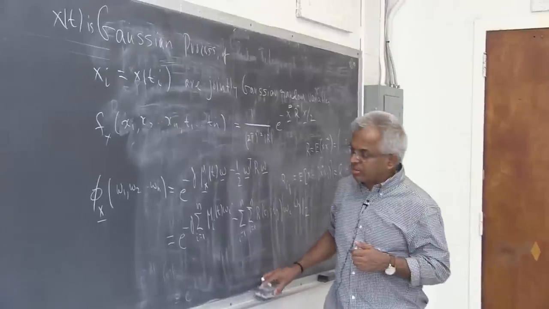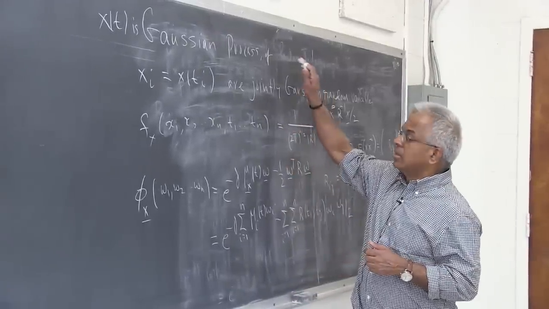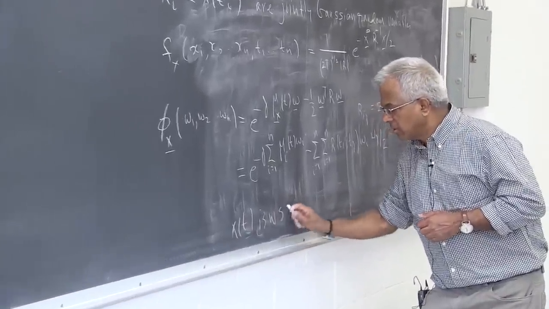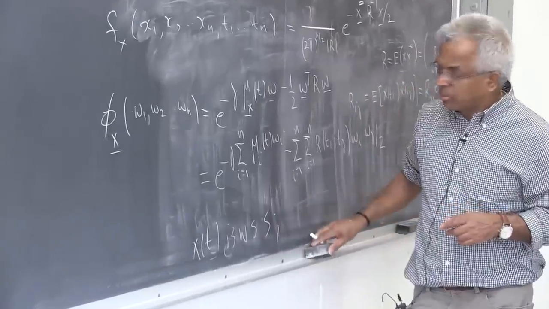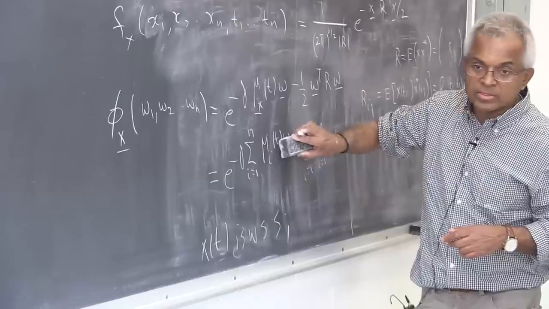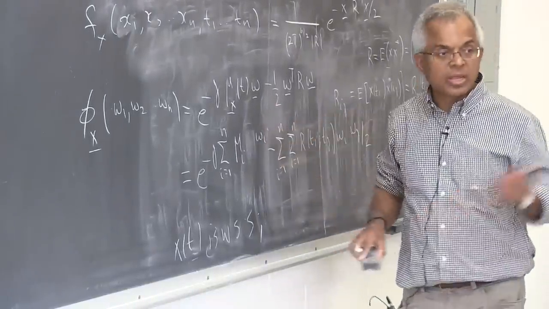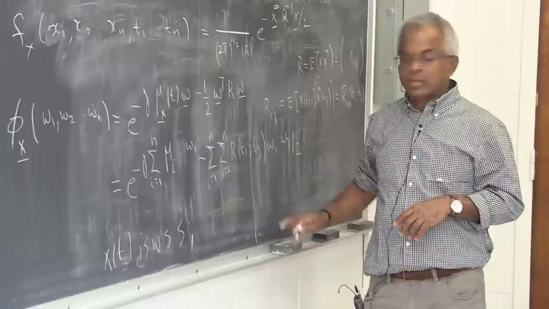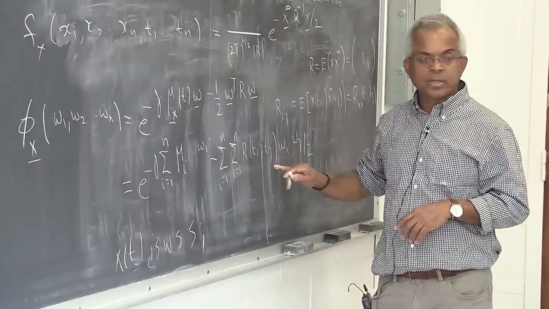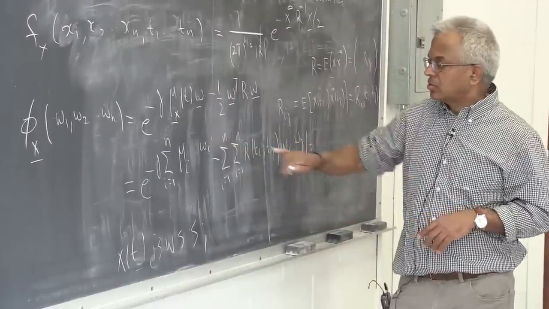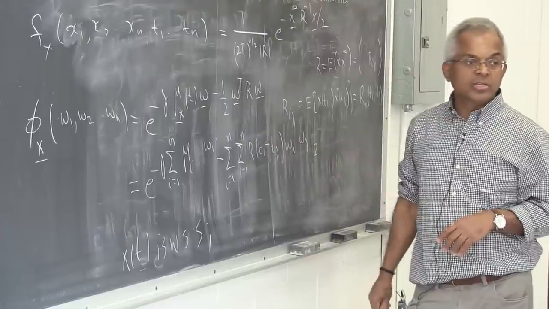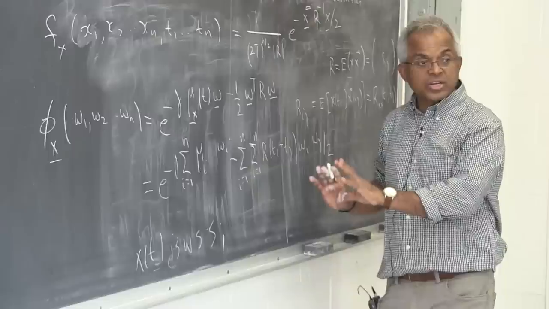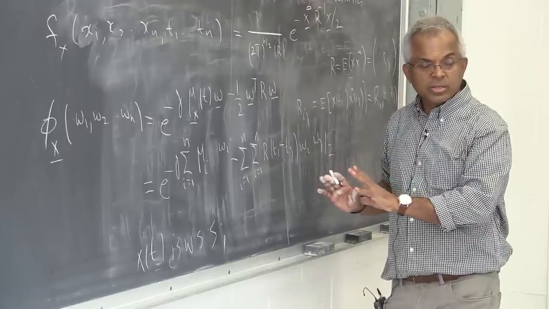Look here. Suppose x of t is wide sense stationary. Then I'm going to do what you said. I'm going to make the mean constant. Look here, these are the means, so I'm going to make this constant. And the autocorrelation function, this is the only place it appears, nowhere else, so I'm going to make this ti minus tj. So this is the characteristic function for a wide sense stationary Gaussian process.